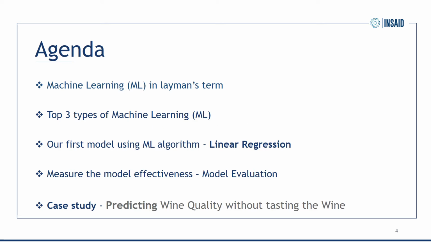So let me quickly run through the agenda. This agenda is going to be pretty simple, straightforward. What we're going to do is first we're going to understand what is machine learning in layman's terms. This is meant for people who have no idea about machine learning. So we'll walk you through in the simplest form as to what is machine learning. Then I'll show you what are the three types of machine learning that usually we learn in the space of machine learning. Then I'll quickly make you understand what is an algorithm and how does it help us create a model. So our first algorithm that we're going to deal with is linear regression.